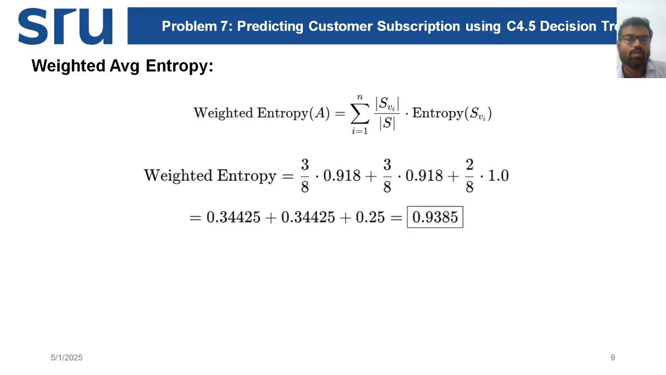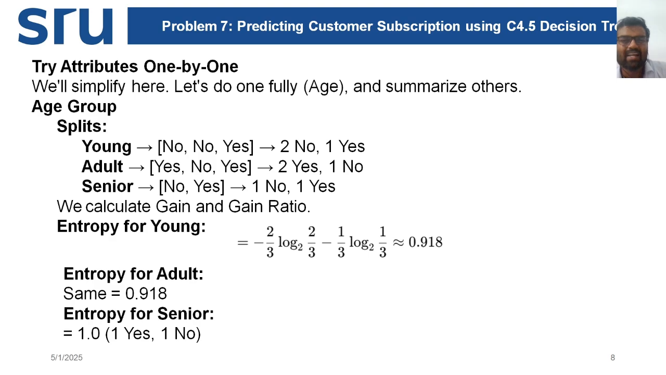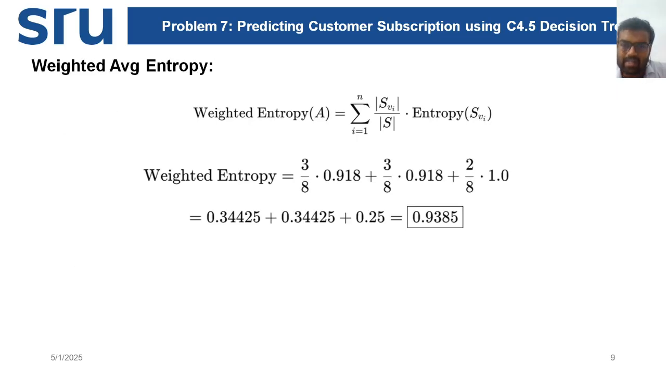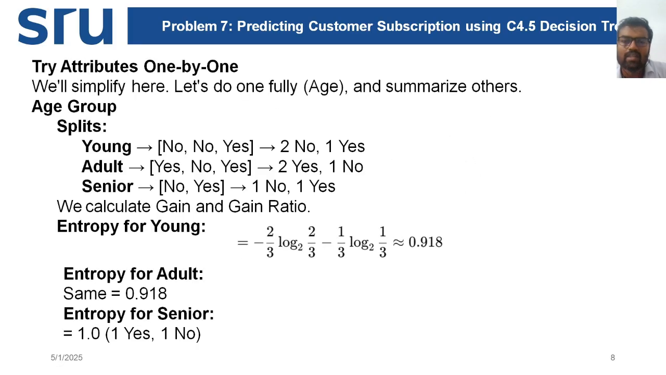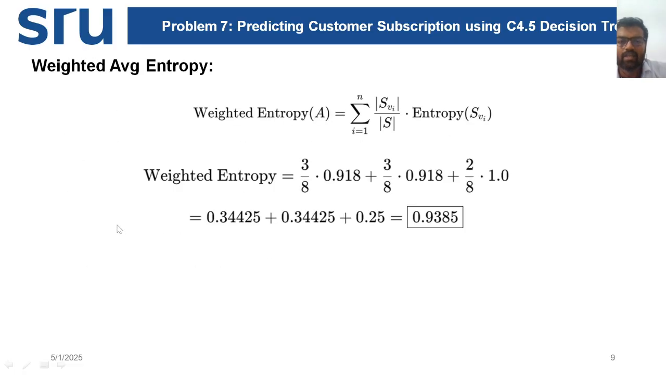Now the weighted average entropy. This formula is needed because we have one feature with multiple classes, so we have to take a weighted combination of all the entropies. For young, we got 0.918. Totally three records out of 8 records in the data set. That's why 3 by 8 into 0.918.